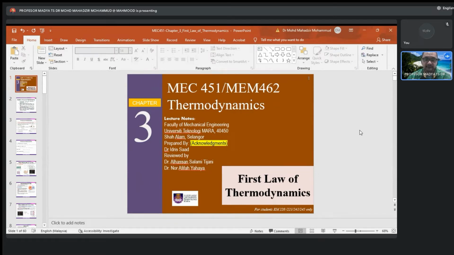Thank you very much to my colleagues in UiTM Shah Alam, College of Engineering in Mechanical Engineering, Dr. Idris Saad, also Dr. Al Hassan Salami, and Dr. Noor Afiffah, because of their efforts to produce these slides for the course of thermodynamics. As usual, this is thermodynamics. The code is MEC451 and it is also the same as MEM462.